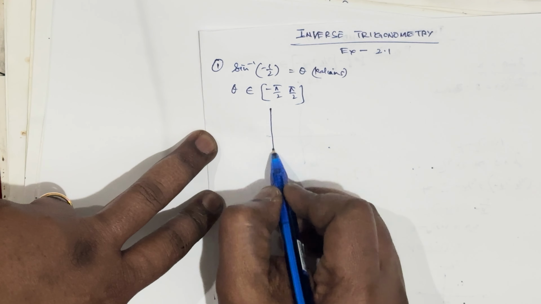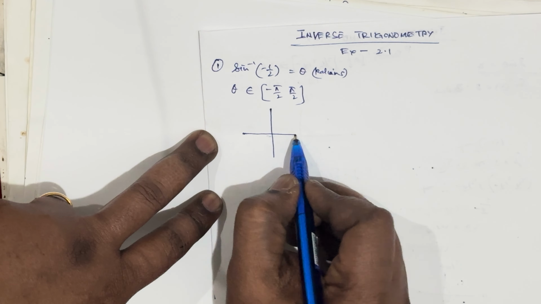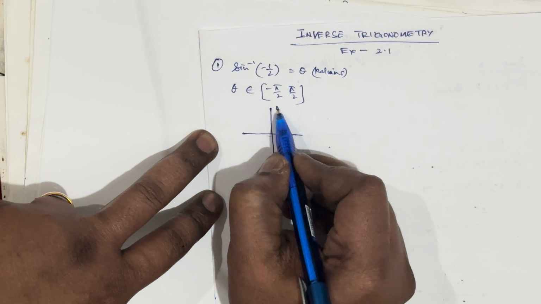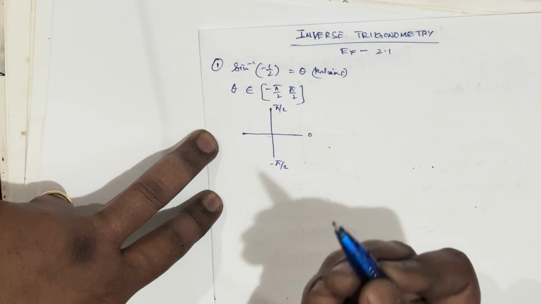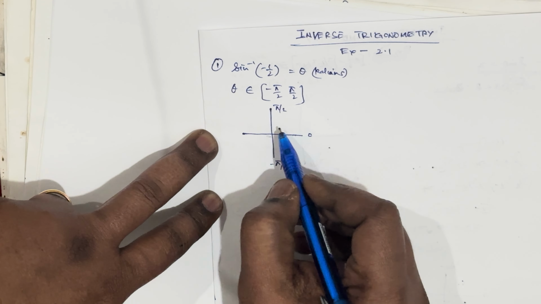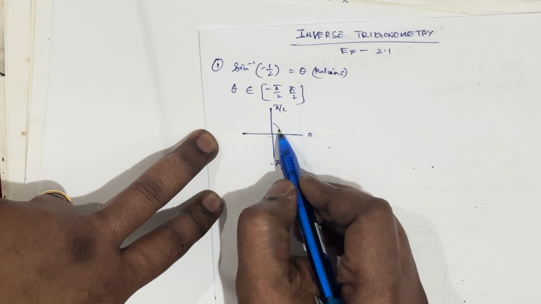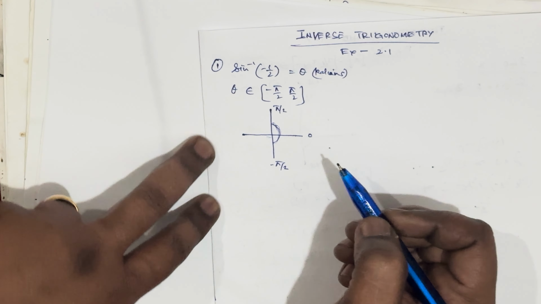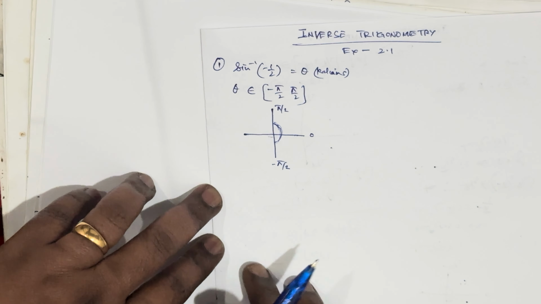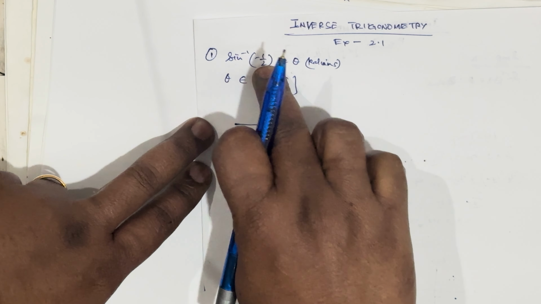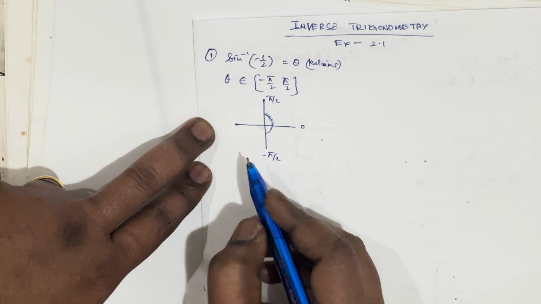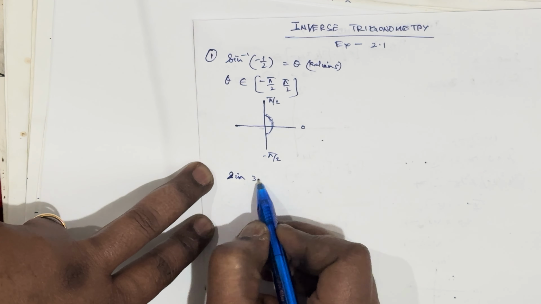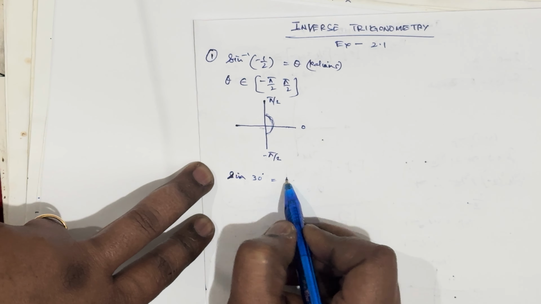Now when we look into the unit circle, you'd see that minus pi by 2 to pi by 2 is here. This is 0. So the range of sine inverse is this area. Okay, here is where the range of sine inverse exists. Now here it's sine inverse negative 1 by 2. Now we know that sine 30 degree is equal to 1 by 2.